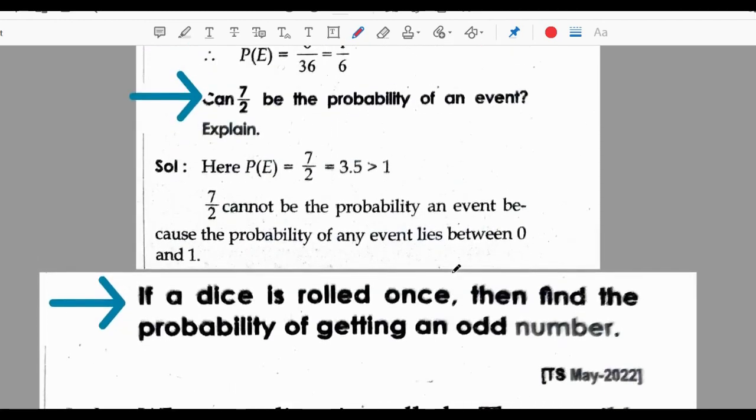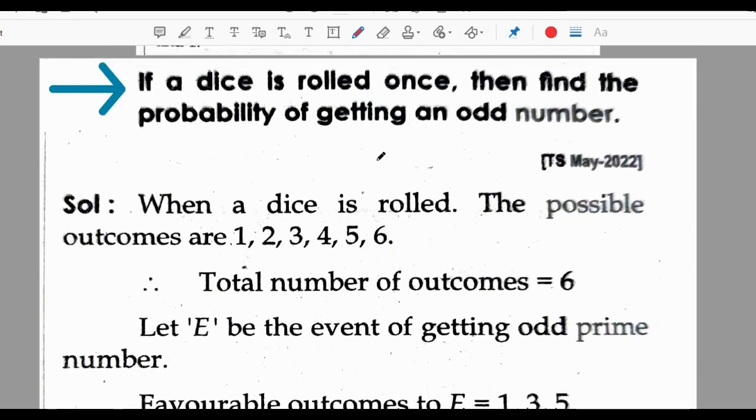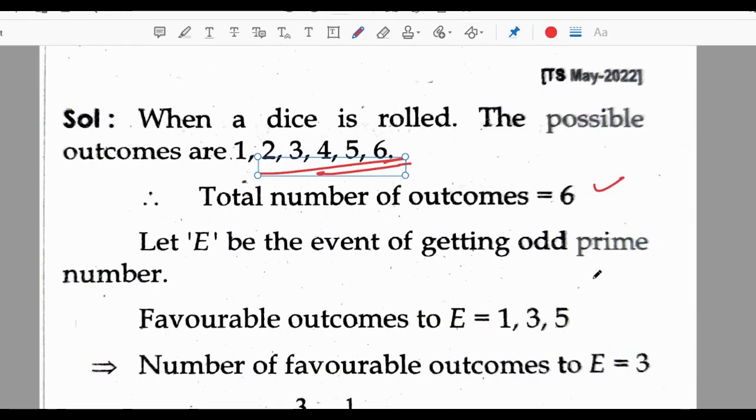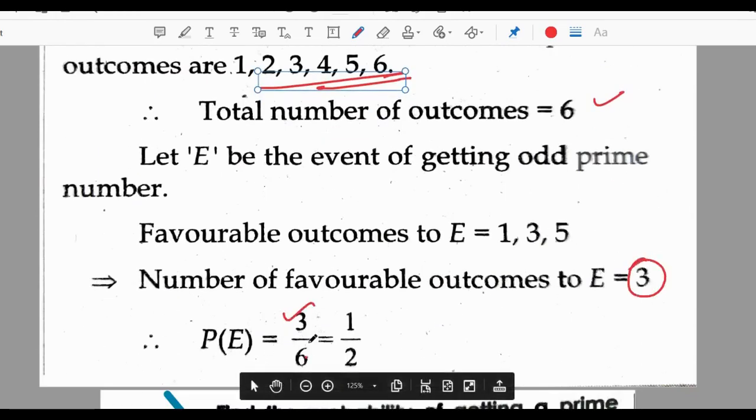Can 7 by 2 be the probability of an event? 7 by 2 cannot be a probability of an event because 3.5 is greater than 1. If a die is rolled once, then the probability of getting an odd number. Number of possible outcomes are 6. Favorable outcomes are 1, 3, 5, which is 3. So probability of the event is 3 by 6, which is 1 by 2.